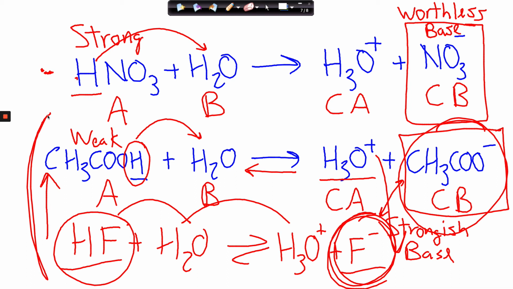HF is terrifying. It's a weak acid, but it's a terrifying acid. So understand that strong just means complete, weak just means not complete, but you can have really terrifying weak acids. But guys, importantly, do you see the connection between the strength of the acid and the conjugate base?